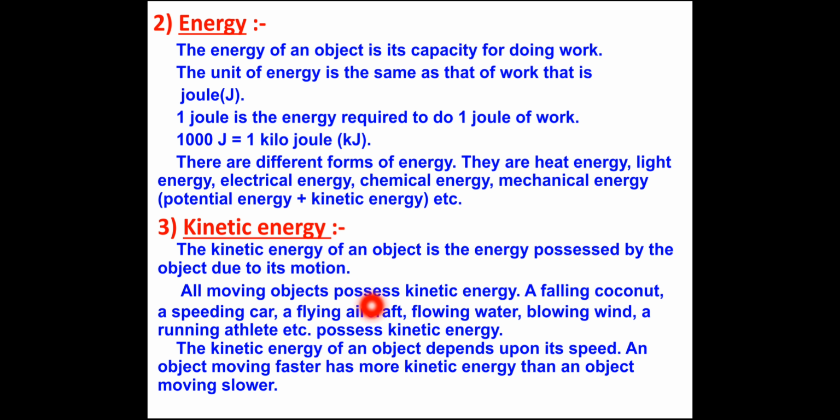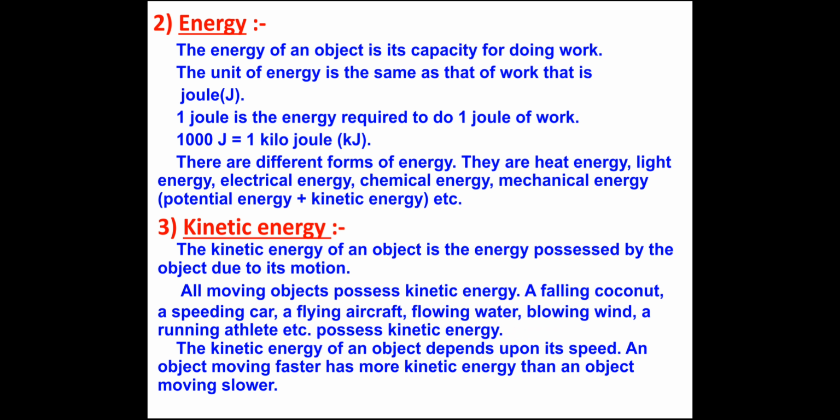All moving objects possess kinetic energy. Examples are given: a falling coconut, a speeding car, a flying aircraft, flowing water, blowing wind, a running athlete, etc. All these are in motion. Now see, flying, speeding, flowing, blowing, falling, running, all are in motion. So all these objects which are in motion possess kinetic energy. And the kinetic energy of an object depends upon its speed, and an object moving faster has more kinetic energy than an object moving slower.